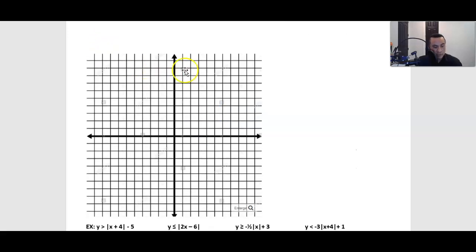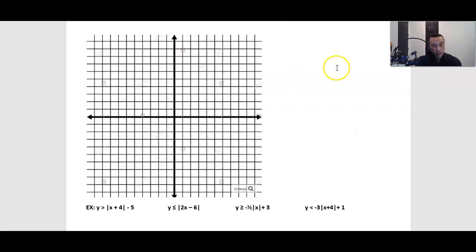Sorry guys, this thing's lasting longer than what I thought. This right here, the inequalities. So the last thing we're going to do is graph these guys right here. We're going to graph this one right here. We're going to go 4 to the left. 1, 2, 3, 4. 5 down. 1, 2, 3, 4, 5. Right here.